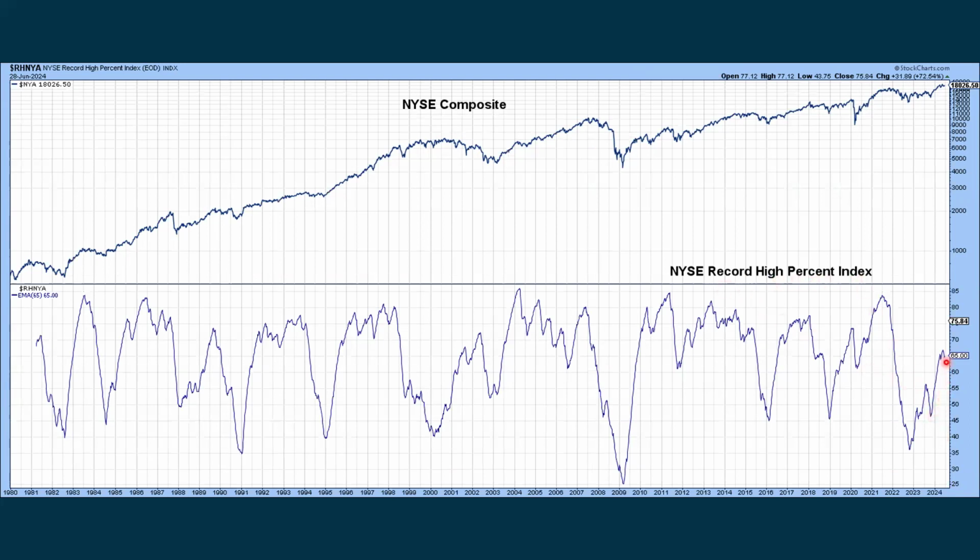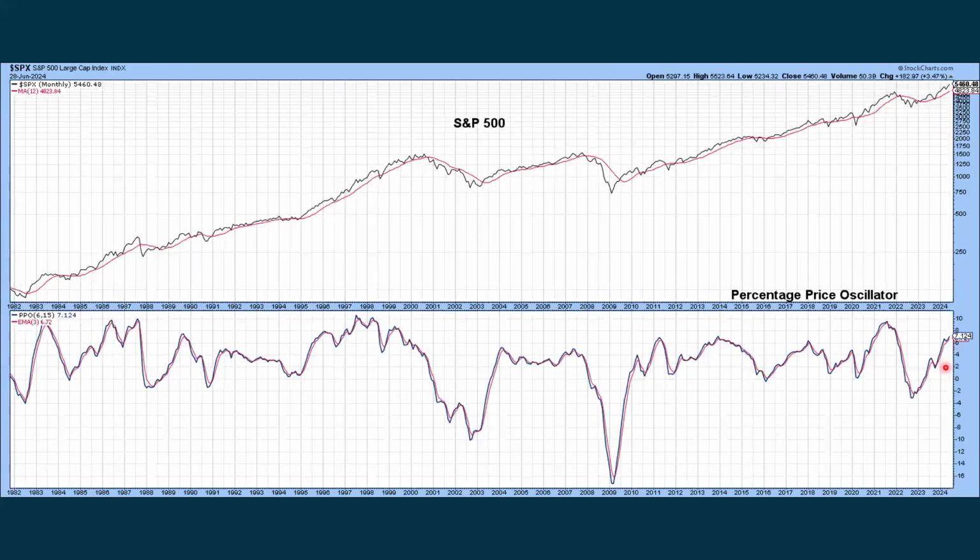Then this is a daily chart of the NYSE with the record high percent index. This is continuing to go up. We saw a little bit of weakness the latter part of last week. So that's why this is coming down slightly. And then we look at a monthly chart of the S&P on top, which is doing quite well. And we use the percentage price oscillator showing that we're also in an uptrend here.